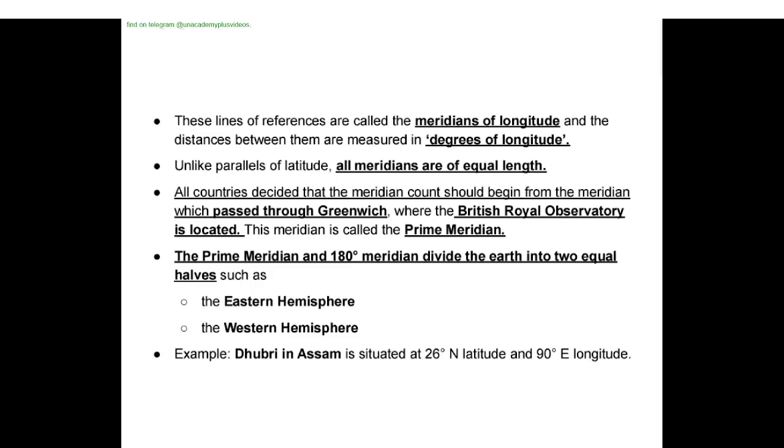All countries decided that the meridian count should begin from the meridian which passes through Greenwich, where the British Royal Observatory is located. This meridian is called the prime meridian. The prime meridian and the 180-degree meridian divide the earth into two equal halves, the eastern hemisphere and the western hemisphere. Example, Dhubri in Assam is situated at 26-degree north latitude and 90-degree east longitude.